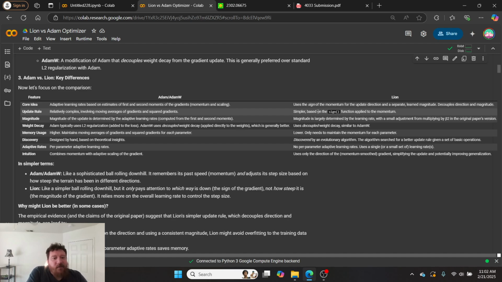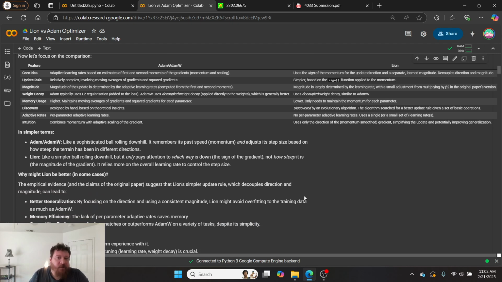In simpler terms, you can read through this and break it down, but Adam is like a sophisticated ball rolling down the hill. It remembers its past speed and momentum and adjusts its speed based on how steep the terrain has been in different directions. Whereas Lion is simpler. It's like a simpler ball rolling downhill, but it only pays attention to which way is down, the sign of the gradient, and not how steep it is. So it relies more on the overall learning rate to control the step size.